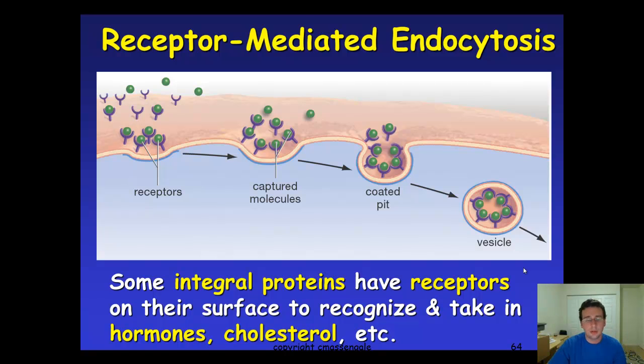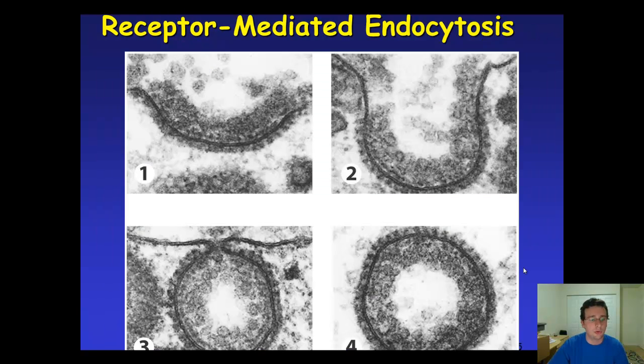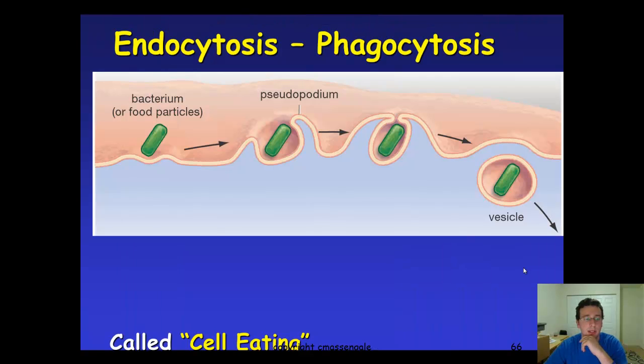This is how the cell takes in hormones and other things like that into the cell. So again, this is a really good example, the same picture you saw before, of receptor-mediated pinocytosis. Now, another big example is phagocytosis.